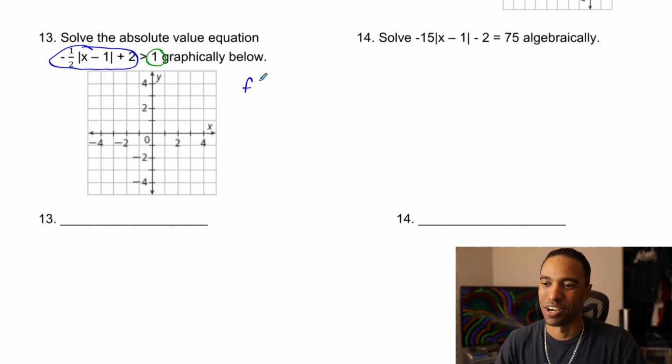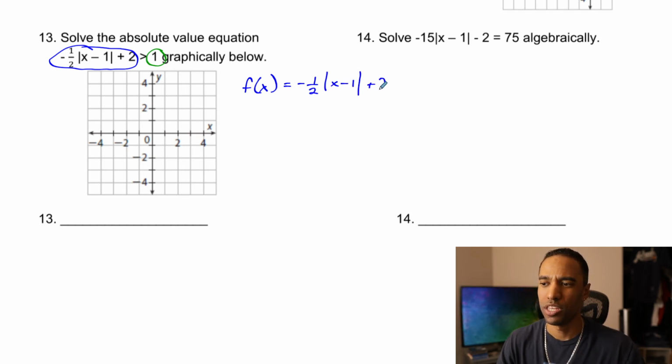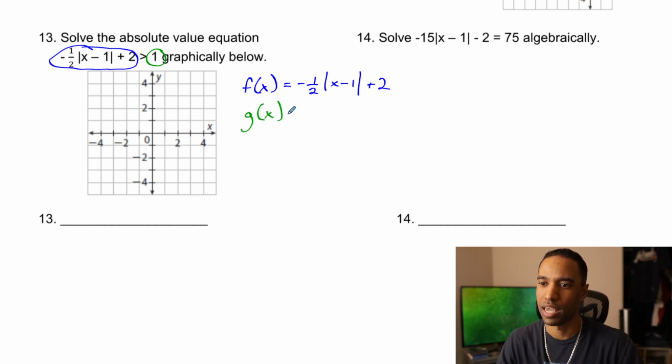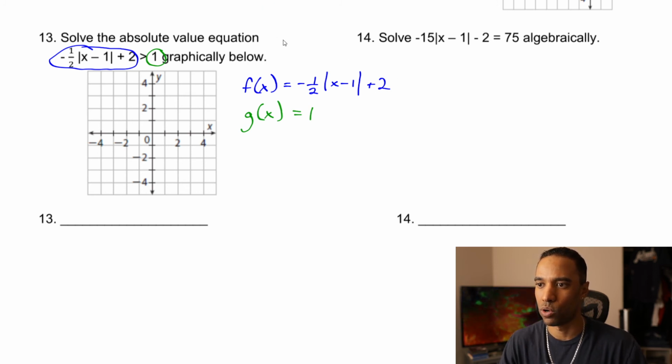It's not. So f of x equals -1/2 times the opposite value of x minus 1 plus 2. You don't have to do this each time. I'm just giving you that format so you can really see it. And g of x equals 1. Let's start with g of x here. It's a pretty quick one to do. It's y equals 1 horizontally across like that.